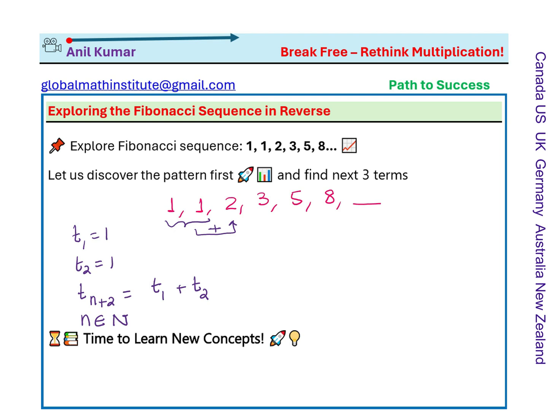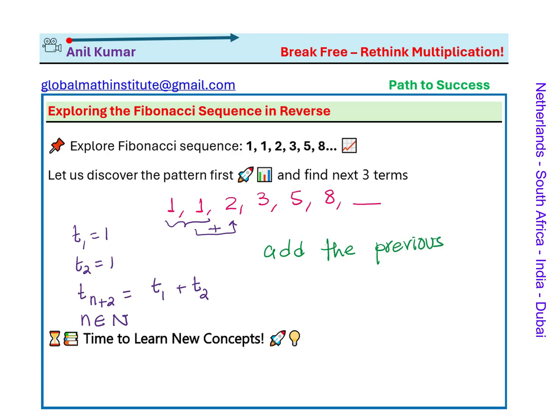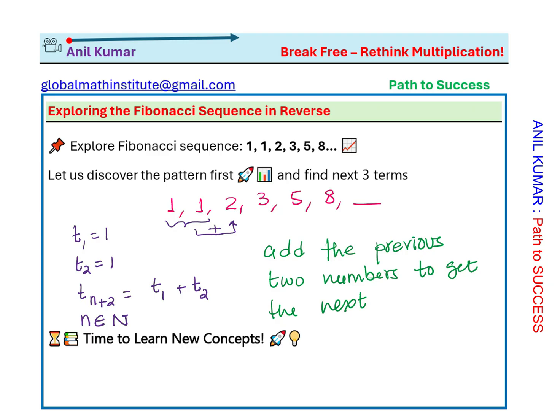So the rule, as most of you know, is to add the previous two to get the next number, right? Correct. So if I add 2 and 3, I do get 5. And if I add 3 and 5, I do get 8. So I need to add 5 and 8 to get this number. And therefore, this number should be 13, right?